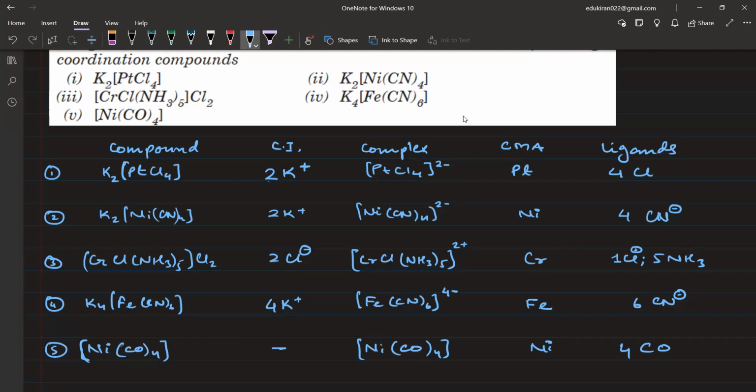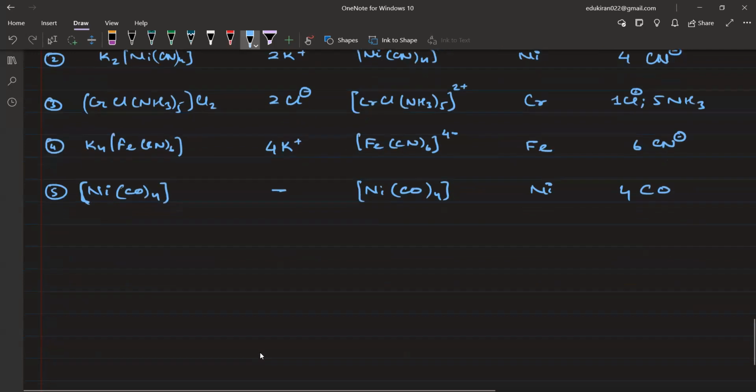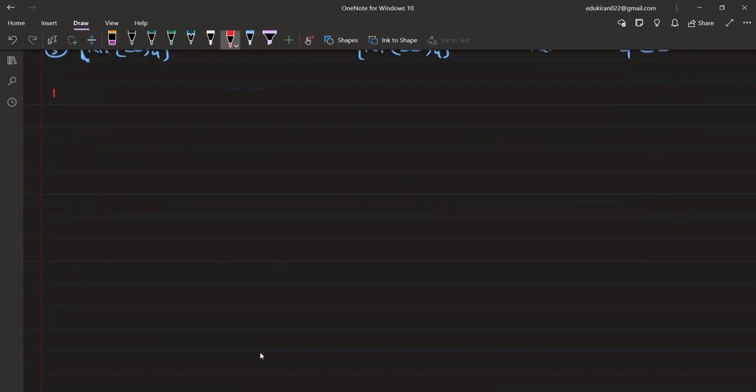Done, guys, all of you? Yes or no? Yes, sir. Okay. Shall we write next? Types of ligand. एक पहले लिख लीजिए ligands and types of ligands.